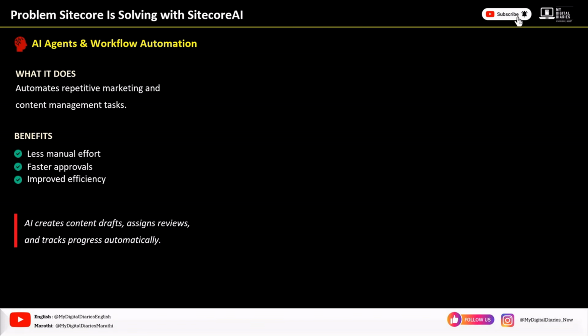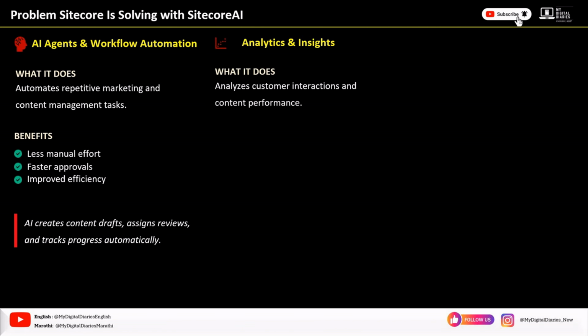Here is an example. With Sitecore AI, AI creates content drafts, assigns reviews, and tracks progress automatically. So the moment a draft is ready, the right person is notified and the whole approval chain moves on its own.